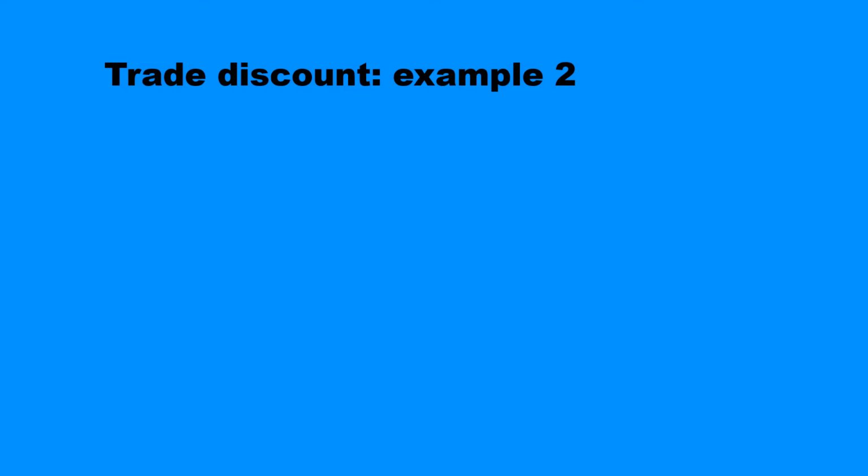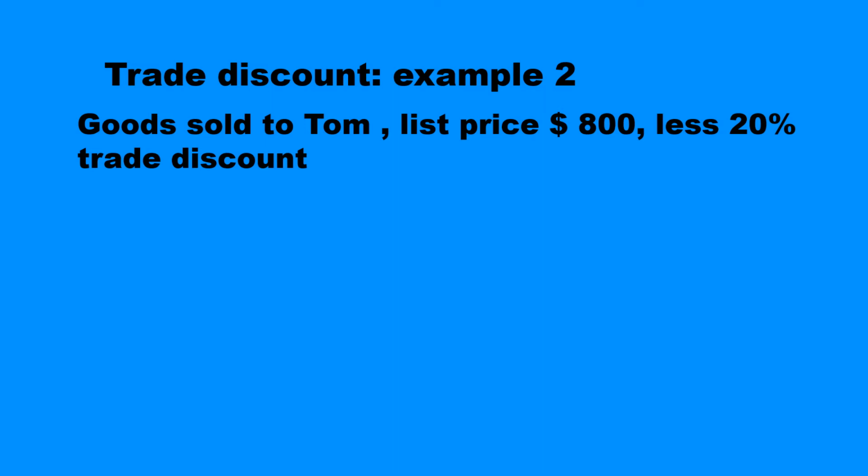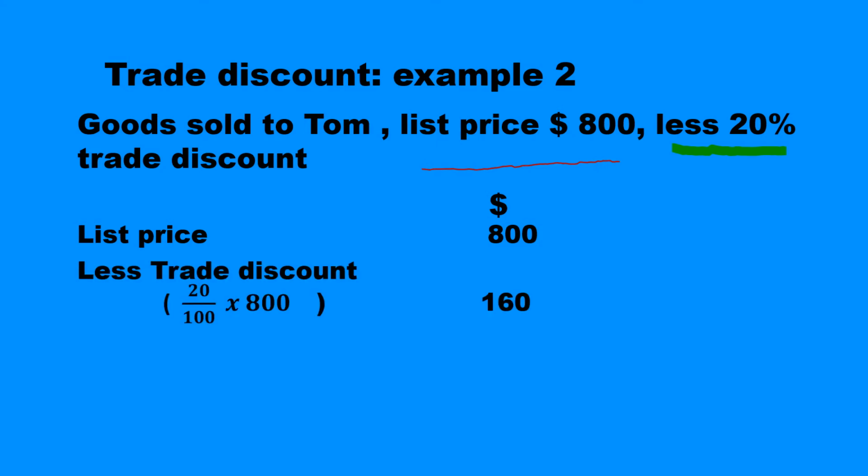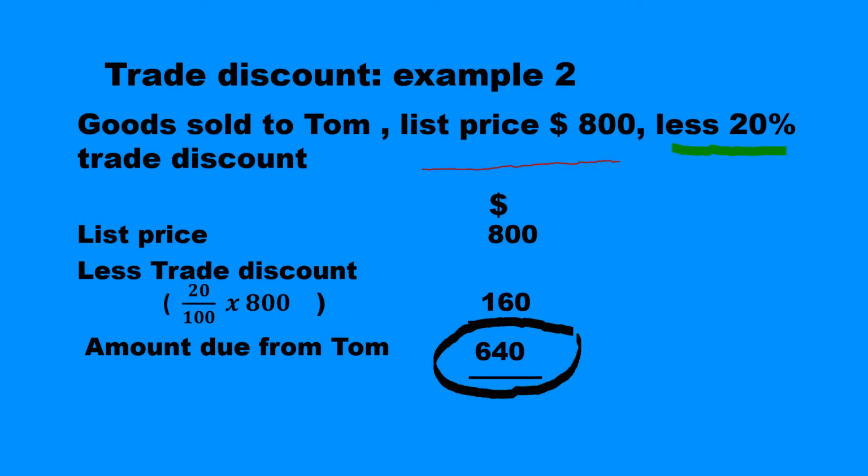Let us look at a second example. Goods sold to Tom, list price 800 less 20% trade discount. So here the list price is 800 and the trade discount is 20%. So if we take the list price of 800, we deduct the 20% trade discount, which comes out to be 160. The amount due from Tom would be 640 and not 800.